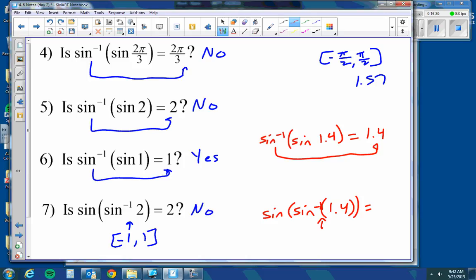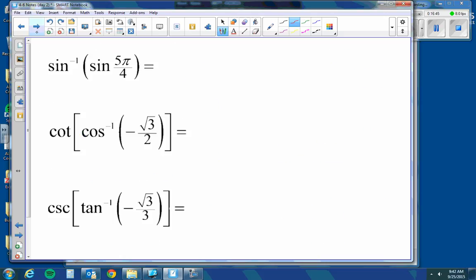Now we're talking about the domain, which is negative 1 to 1. So that'd be a no. So I guess this would be yes. It would work. This one, we're not going to phrase as a yes or no question. All right. Here, actually, I have to find the answer.